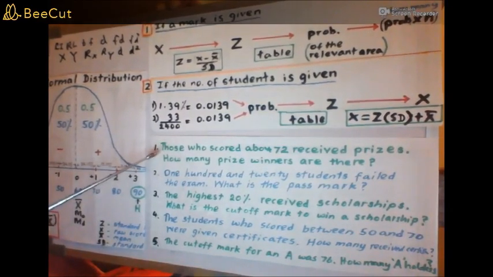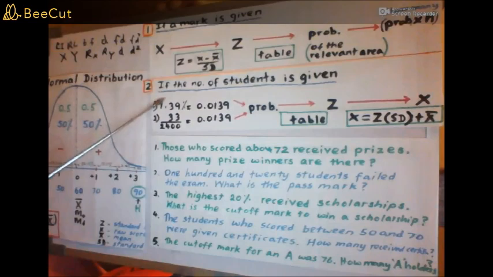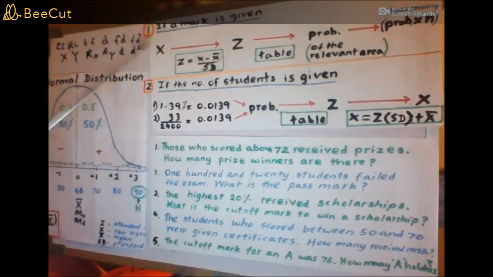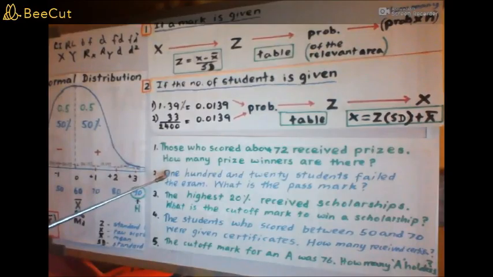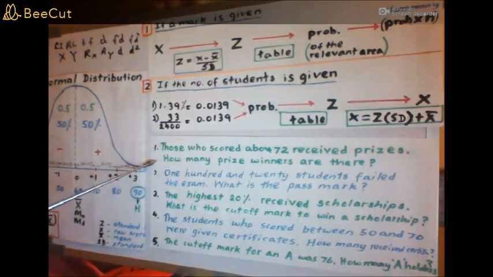So when you have the questions, identify what is given. Now there are two paths. Then you can decide, right? Select. I'll read out the question. You tell me which route we have to take, the first one or the second one, right? Those who scored above 72 received prizes. How many prize winners are there? What is given there? The mark or the number of students?